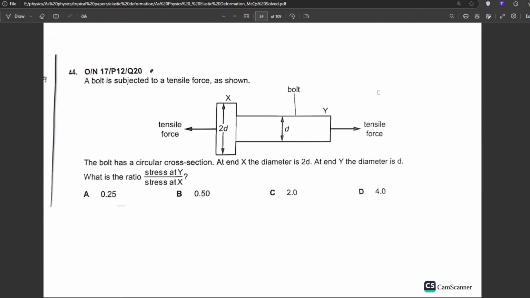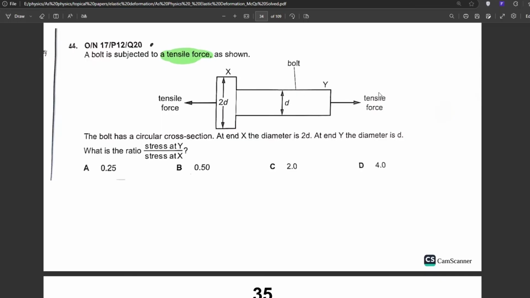Let's further move ahead. You have to calculate the stress at y divided by the stress at x. Okay. It is subjected to a tensile force. Perfect. So what is the stress at y? The stress at y is equal to force, tensile force, divided by the area. That will be what? Pi d square over 4. This is the stress at y. Perfect. What will be the stress at x?